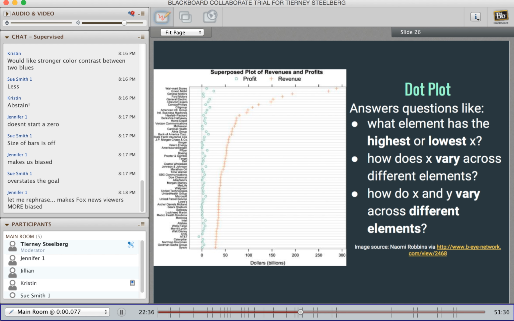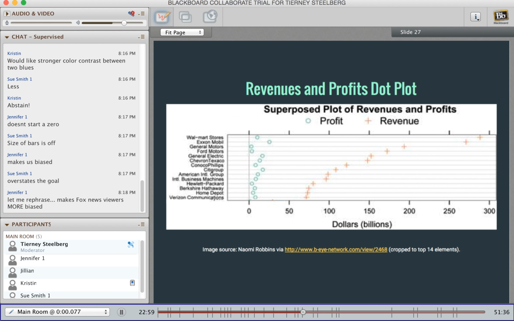Or even how do X and Y vary across different elements? Since a dot on a dot plot doesn't represent a whole value, dot plots don't have to start at 0, unlike bar charts. You can thus use them to zero in on small differences. You can also plot multiple symbols per element on a dot plot. This example simultaneously shows the revenues and profits of a variety of large American corporations. I know it's hard to see, so let's get a little closer to that data. Here are the top 14 elements.